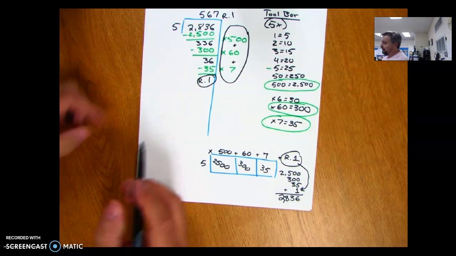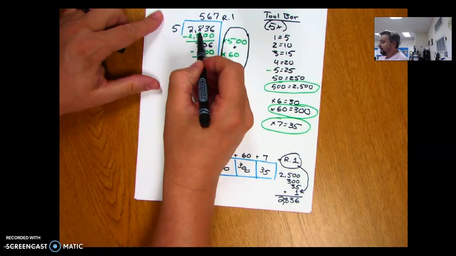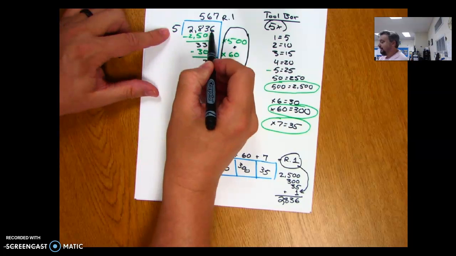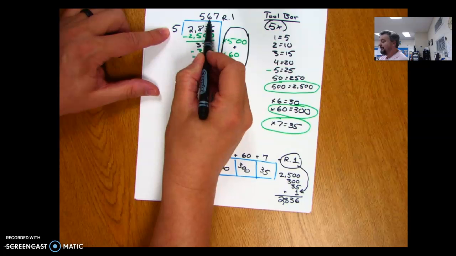So the answer to 2,836 divided by 5 is going to have a quotient of 567 with a remainder of 1.